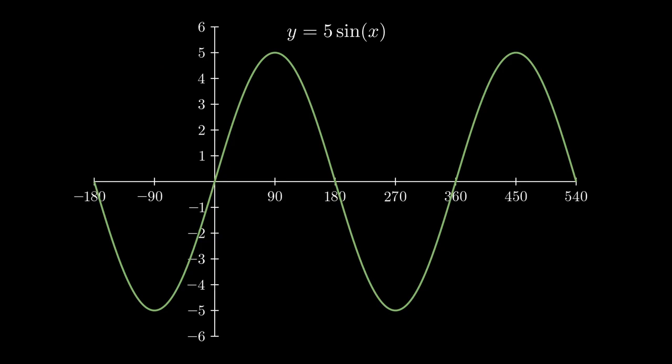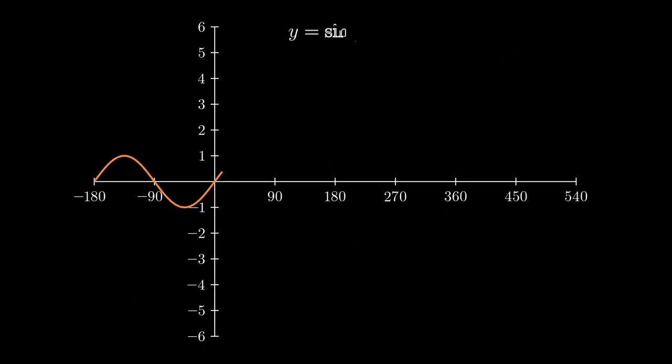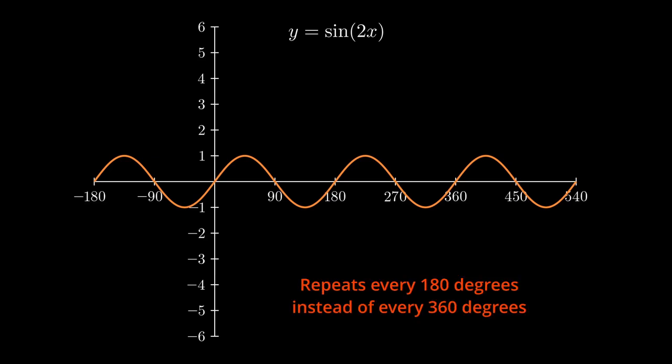Now imagine we start to mess around with the angle. What happens then? Well, let's imagine we multiply that angle by 2, so we now have y is equal to sine 2x. As you can see, our domain has clearly been impacted. How exactly? Well, it's halved. The graph repeats every 180 degrees instead of every 360 degrees.